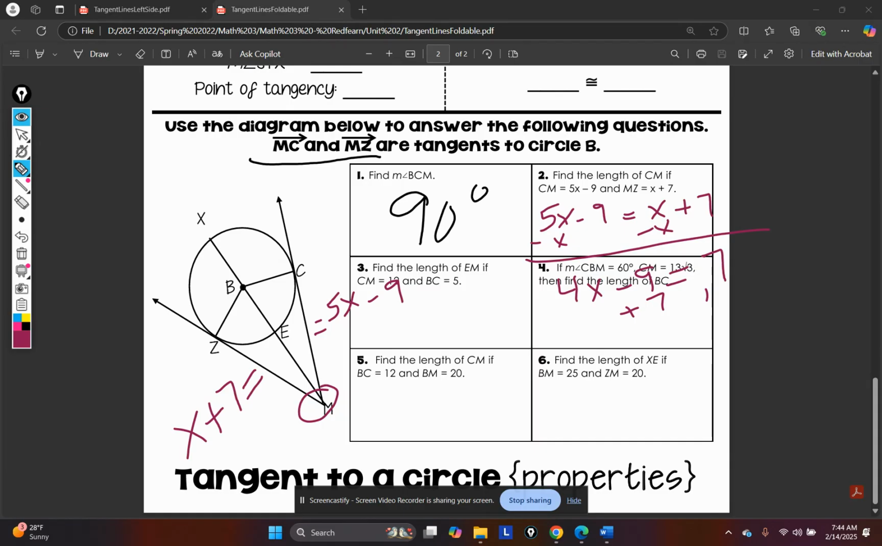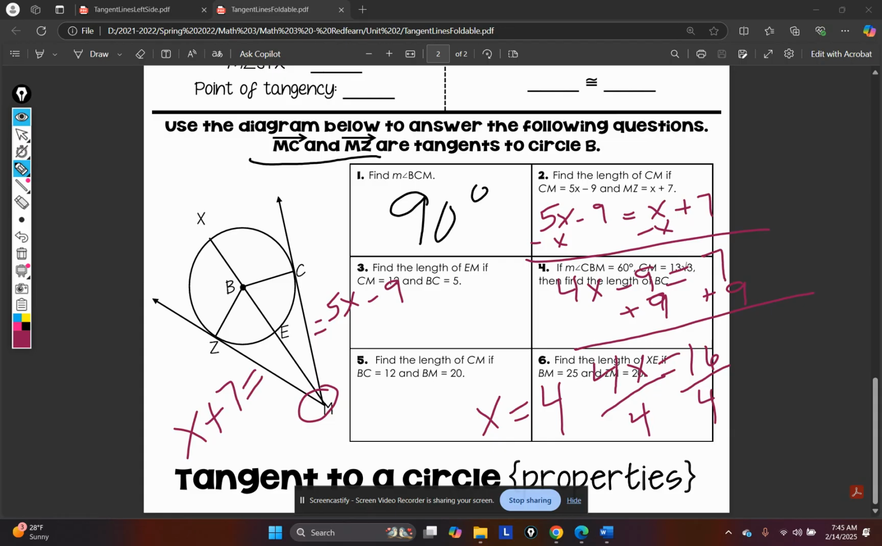I'm sorry, not add 7, add 9 to both sides. When I add 9 to both sides, I get 4x equals 16. Divide by 4. x equals 4. And that's just the beginning because I only found x, but it told me to find CM.